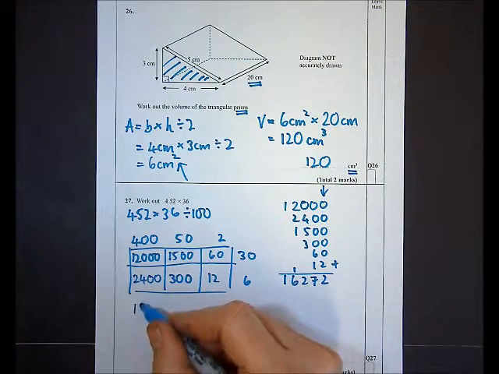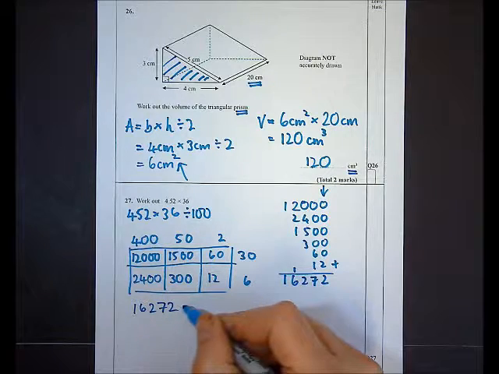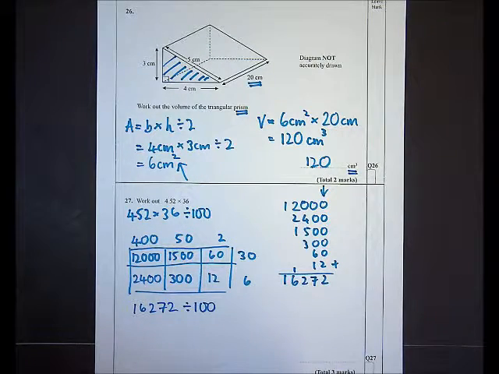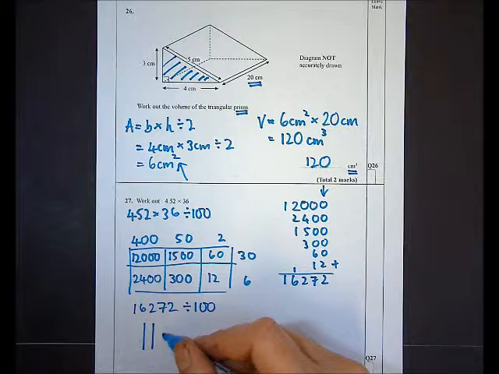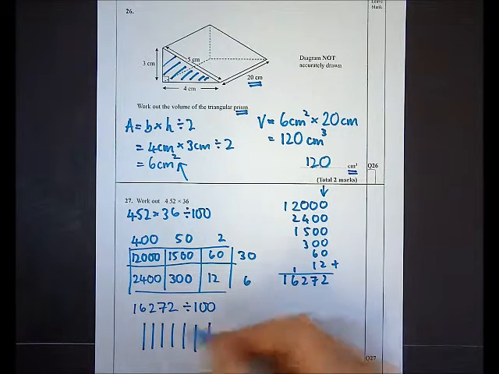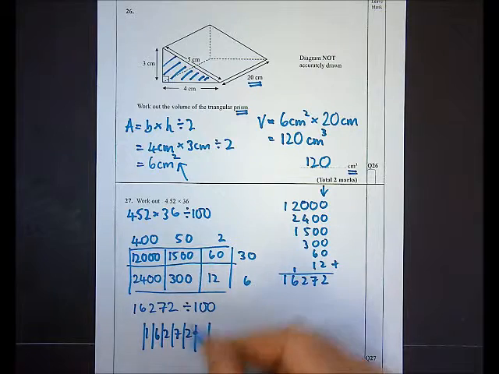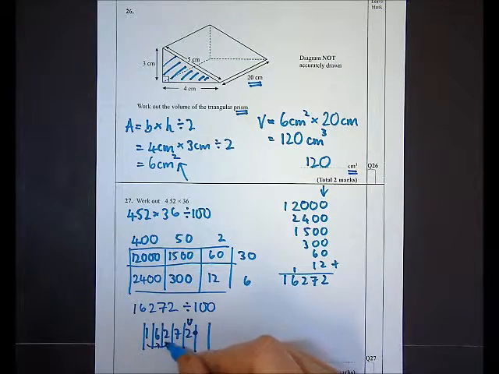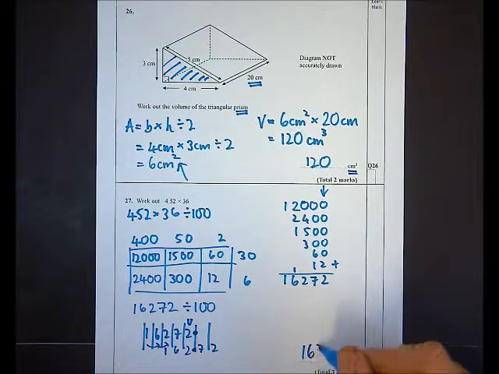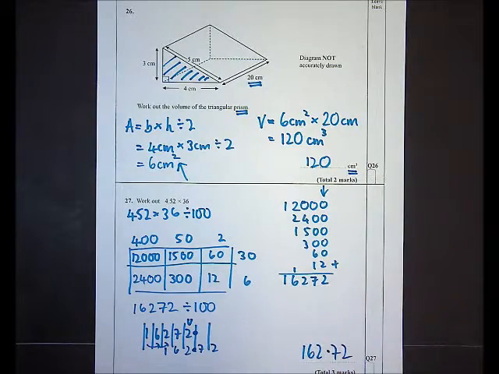So I've got 16,272 divided by 100. And if I divide that by 100 using the place value table, if necessary, so 16272, and the decimal point will be in there after the units column. Divide it by 100, it gets shifted twice in this direction. So I'm going to have 162.72. So 162.72.